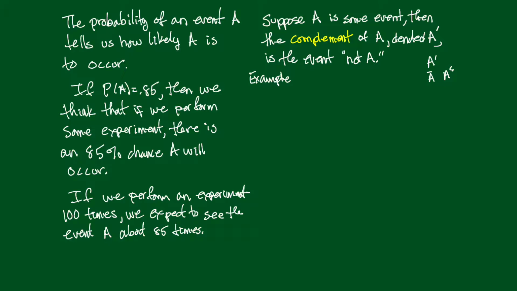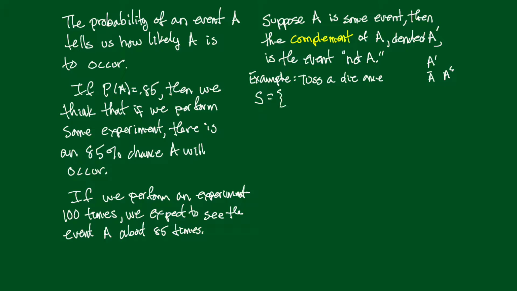Suppose A is some event. The complement of A, I'll use A prime, is the event not A. So either A happens or it doesn't happen. They're complements of each other. So a simple example. Suppose here's the sample space, the set of all possible outcomes to toss a die once. Okay, so our example. Toss a die once and observe the number on the top face.